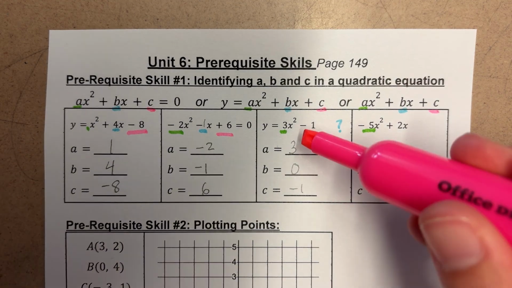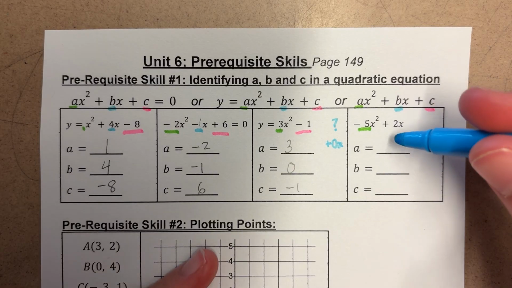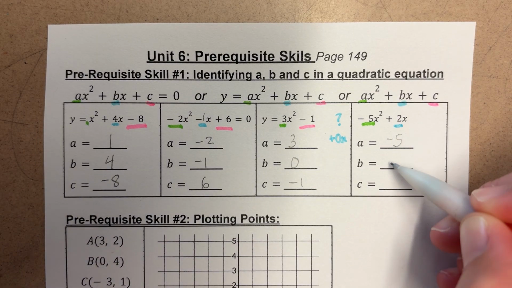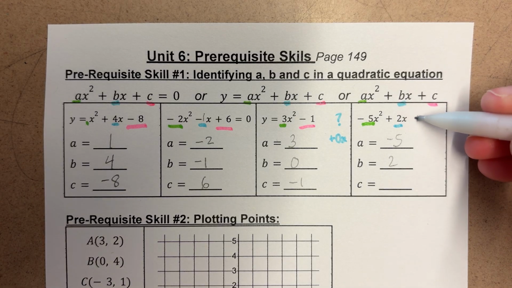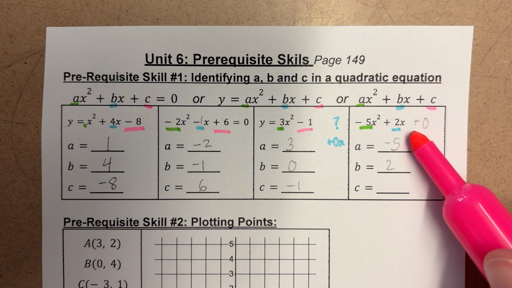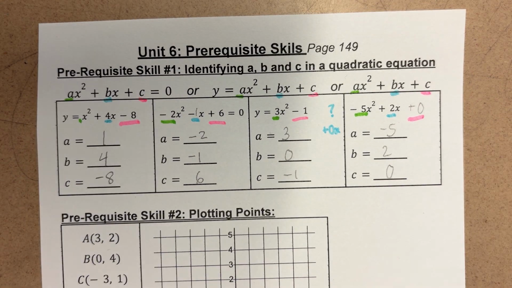Okay? Now in the third problem, there's a number being multiplied by x, right? That's this number. So here we have an a value of negative 5, a b value of 2, but then for the c, there's nothing here. There's an invisible plus 0, which we don't write and we don't need to talk about, but this c value would be 0. Okay, go ahead and try it out.